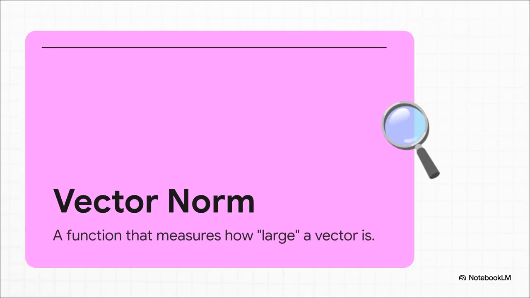A function called a vector norm tells us its magnitude, or its length. And the most common one, the L2 norm, is probably something you already know from geometry class. It's just the good old straight line distance from the start of the vector to its tip.